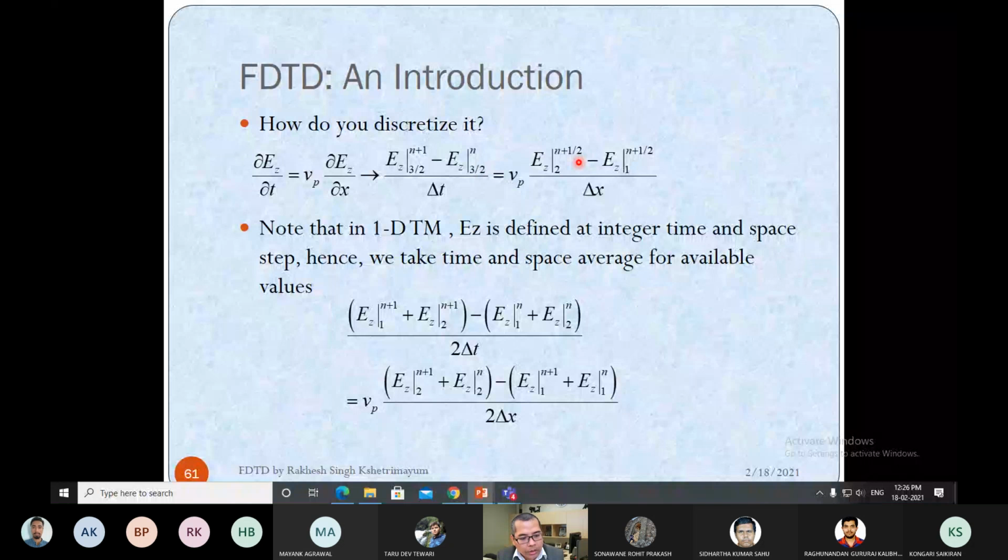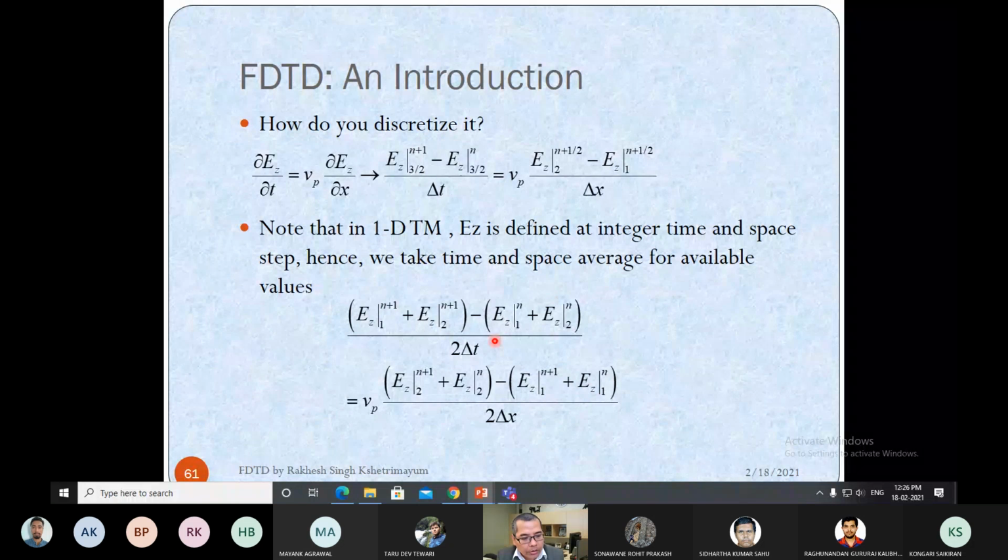For example, if I want to find Ez2 at n plus half, I just find Ez2 at n plus 1 and Ez2 at n, then average it. Or if I want to find Ez1 at n plus half, I take Ez1 at n plus 1 and Ez1 at n. Everything is at integer steps now, and you just take the average. If I want to find Ez at 3 by 2, I just find Ez at 1 and Ez at 2, and take the average.